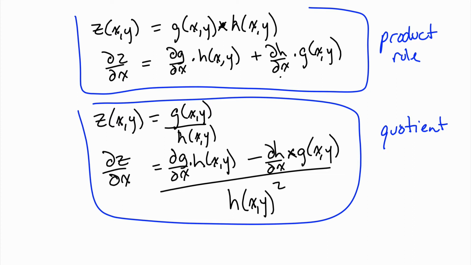And it doesn't matter how many variables your functions have. These could be functions of 3, 4, 5, 6 variables. It would work the same way. So the other multivariable thing I wanted to talk to you about today was implicit differentiation.